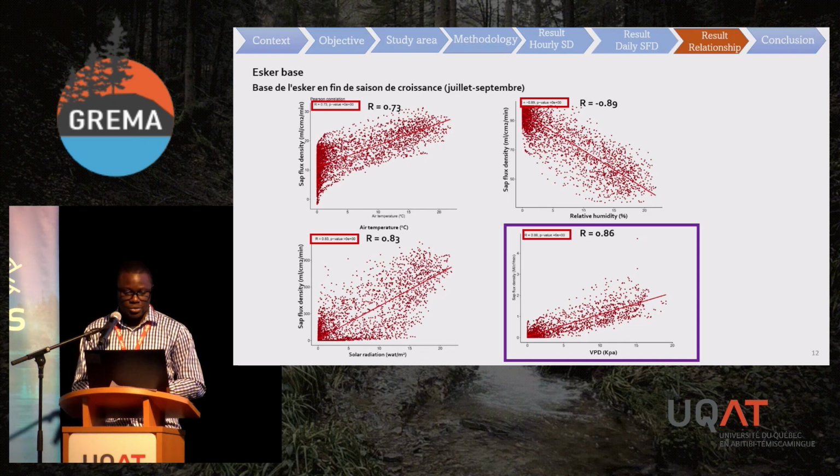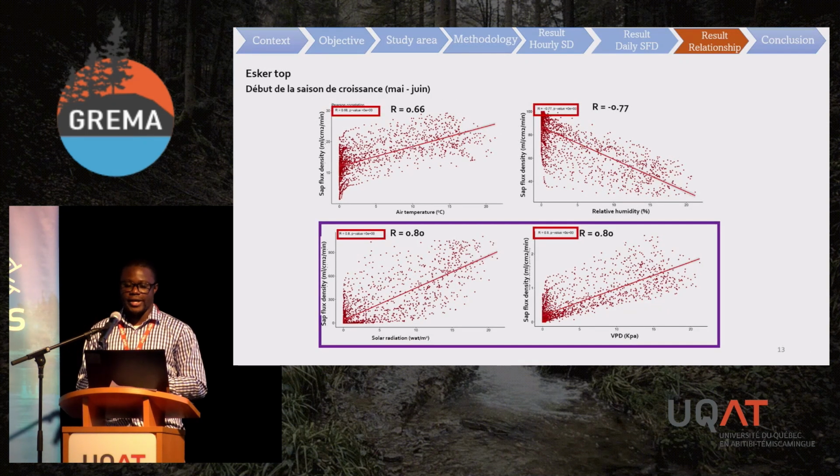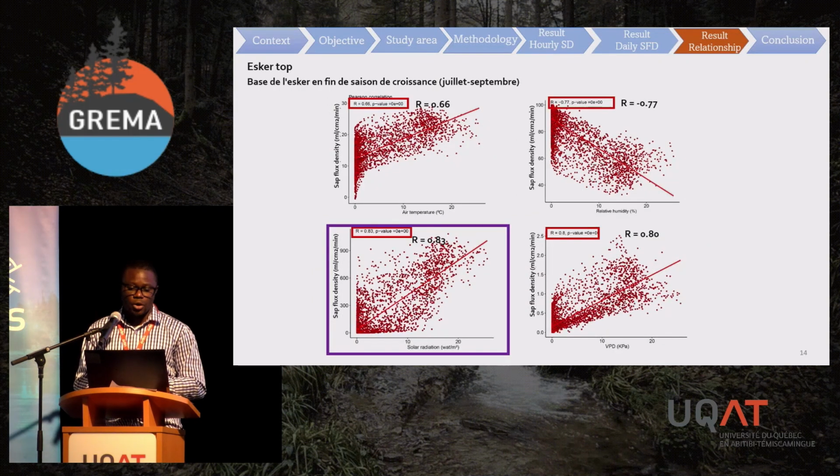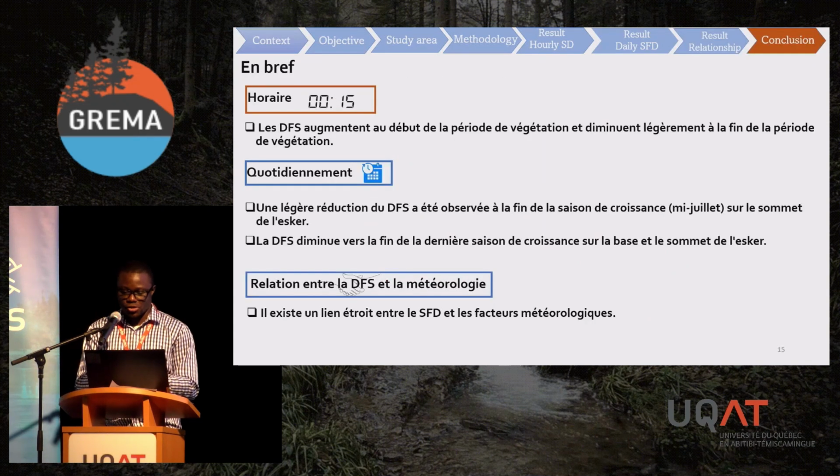Looking at the top of the esker, we'll see that during the early growing season, between May and July, solar radiation and the VPD have a very strong correlation with the sap flux density. And at the top of the esker in the late growing season, July to September, there's also a strong correlation with all the meteorological factors, but solar radiation itself is more correlated compared to the others, and it is positively correlated.